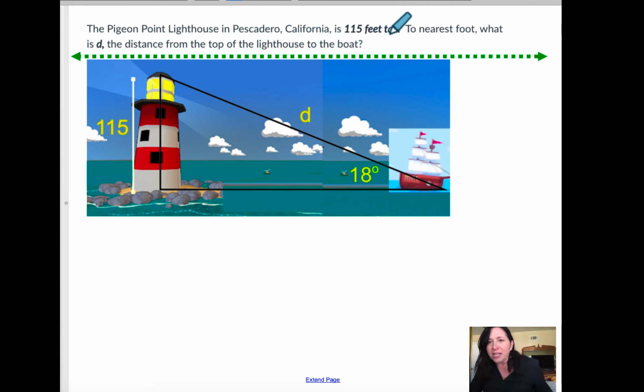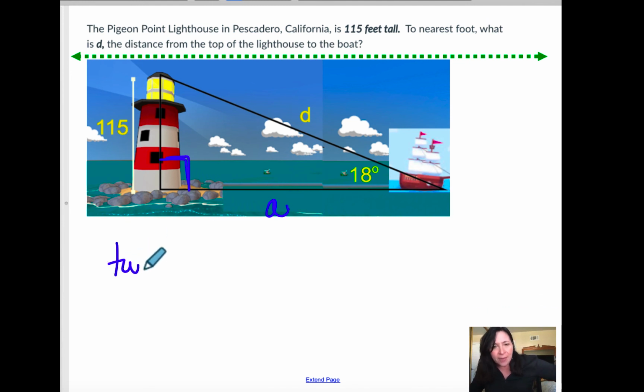The Pigeon Point Lighthouse in Pescadero, California is 115 feet tall. To the nearest foot, what is D? D is the length of the hypotenuse. So we don't have this. We do know this is a right angle. I need to find the adjacent side. I'm going to call that A for adjacent side, get that number and then use the Pythagorean Theorem.